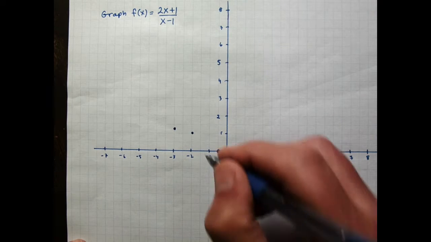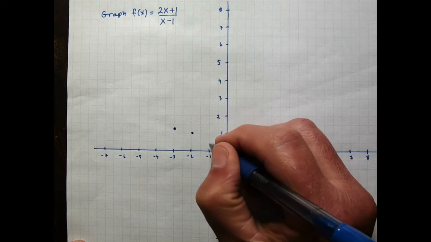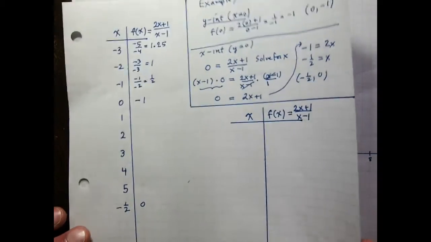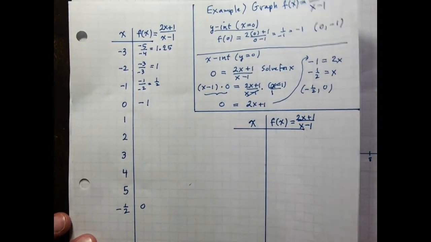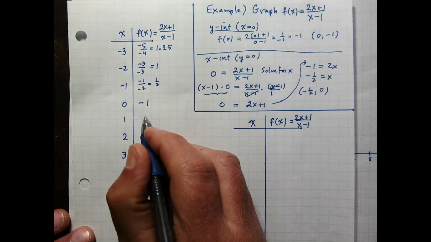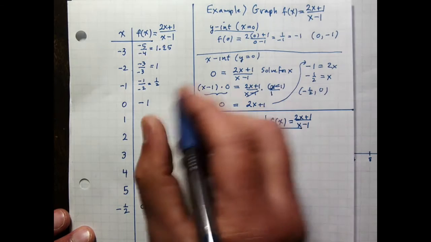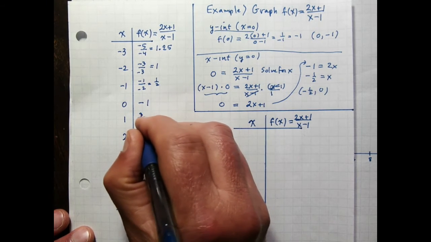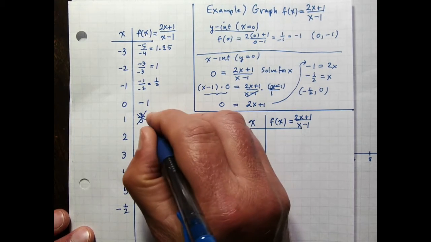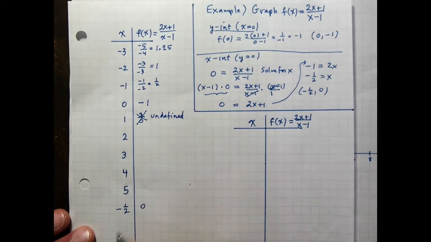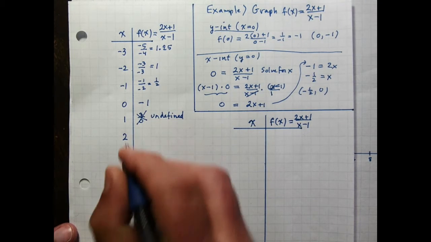Negative 1, 1/2 is right here. So I'm starting to see some points line up, right? Let's go for some positive values now. When x is equal to 1, if I plug 1 into this function, the denominator is 0, right? Like if I try to plug in 1, I get 3 over 0, but of course that's undefined. 1 is the one value of x that's not in the domain of this function.